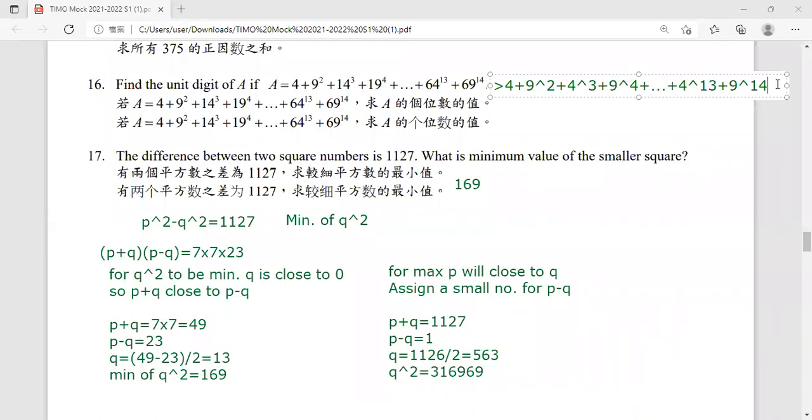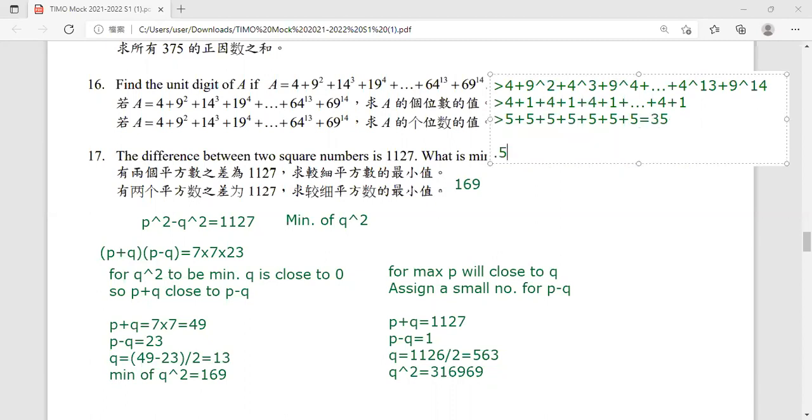How many are there? Because now you know that the odd power of 4 means it's 4, and the even power of 9 is 1. Okay, the last digit actually has something like this, which becomes 5 plus 5 plus 5 plus 5 plus 5 plus 5 plus 5, and equals 25. But you want the unit digit only, so it's 5.